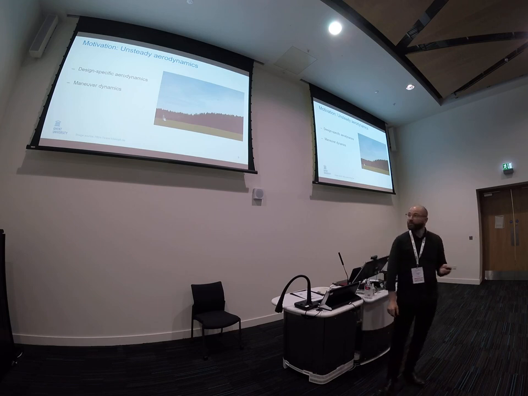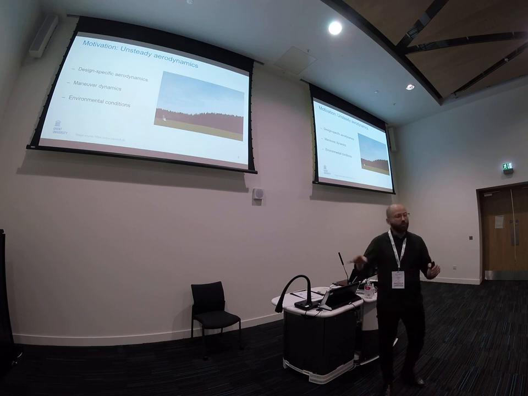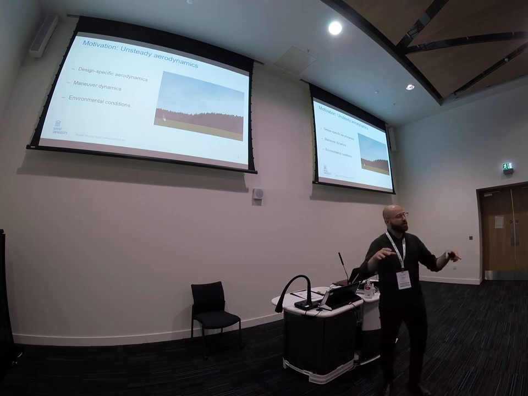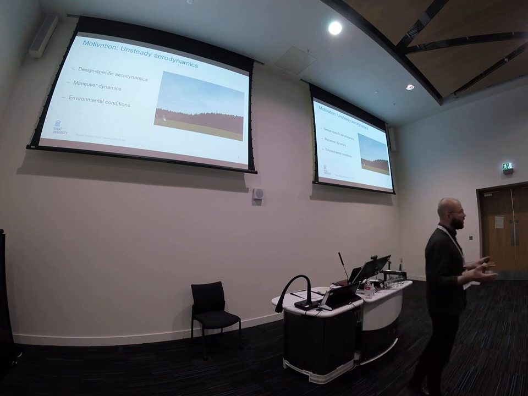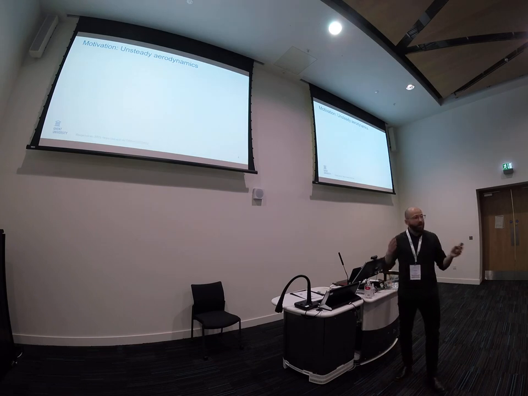The third part that we can look at is environmental conditions. In this case, the aircraft is operating on flat terrain that is surrounded by a forested area. Depending on the direction of the wind, the wind conditions in which the system operates might change quite drastically. So how do we actually investigate unsteady aerodynamics?